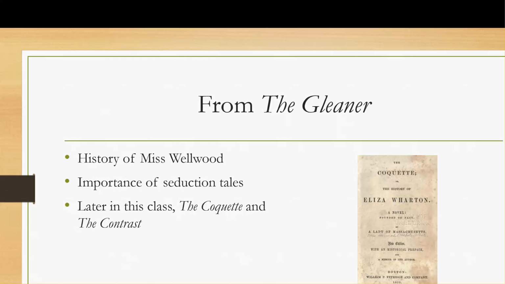In The Gleaner, the last thing I want to touch on is how Murray tells a story of Miss Wellwood who'd been seduced. And there's a vital importance to other things we're going to read with seduction tales in the 18th century. We're going to be reading The Coquette and The Contrast. And in The Gleaner, she wrote it along the same lines as Susanna Rowson's book called Charlotte, A Tale of Truth. You might be familiar with that. It had sold nearly 200 editions, not the Murray book, but the Rowson book. But Murray picked up on it and told what was considered a real tale of seduction, and we're going to see how that gets picked up in this class by other writers.